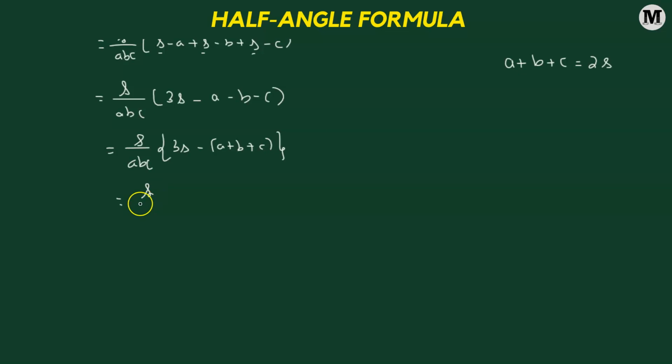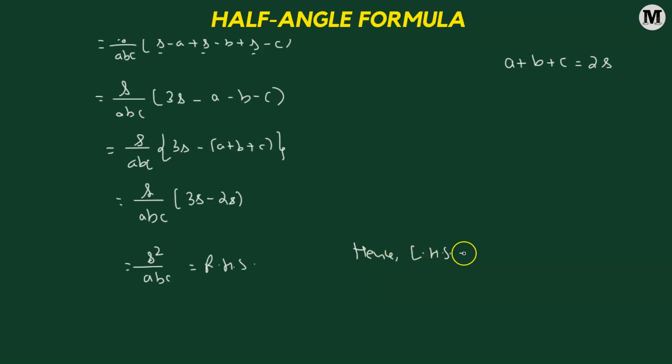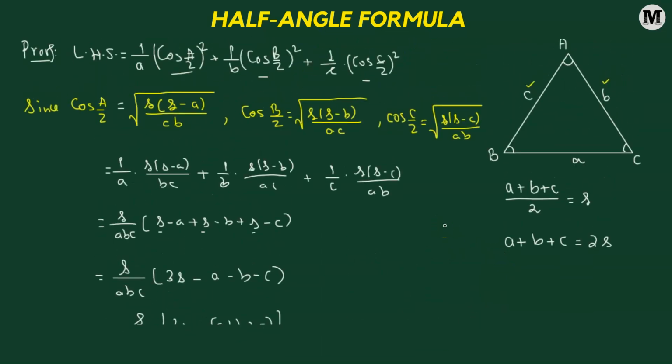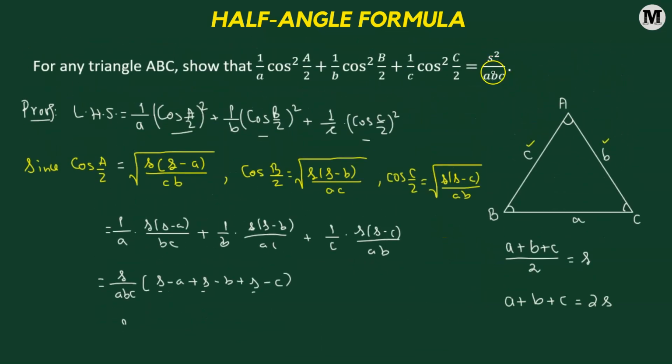So we have s over abc multiplied by 3s minus 2s. Now that's going to leave us with s squared in the numerator. So we have s squared divided by abc, which is the expression on the right hand side. So hence we have successfully verified that the left hand side equals the right hand side. So let's look at the problem once more. Yeah, so here we have on the right hand side s squared over abc, hence proved.